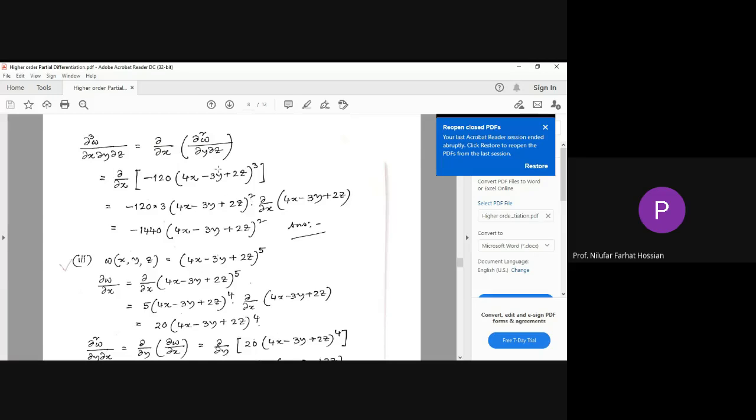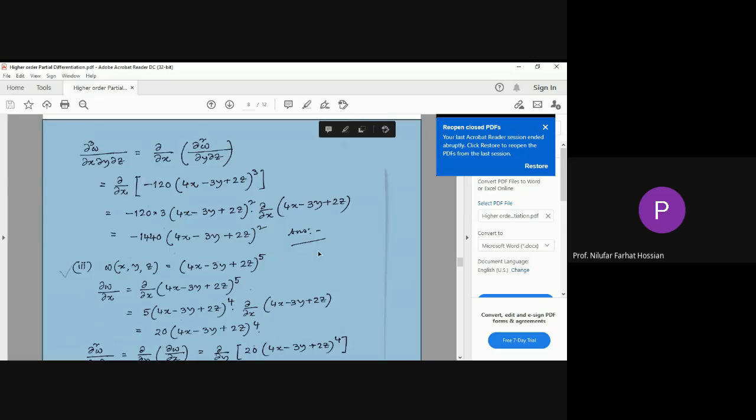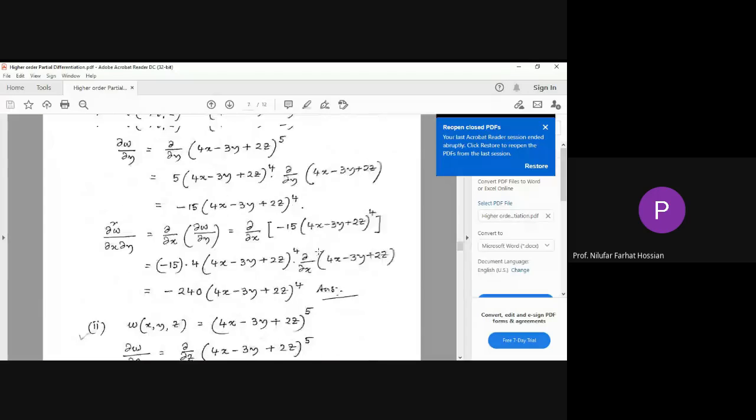But this is not simply x, so you have to differentiate it again with respect to x and then multiply. So this whole thing is multiplied by del x of this 4x minus 3y plus 2z. Now it is with respect to x, so this term is a constant, this term is a constant, so only 4x, which gives you 4. So just multiply this whole thing by 4, it will give you minus 1440 into this whole thing to the power 2.